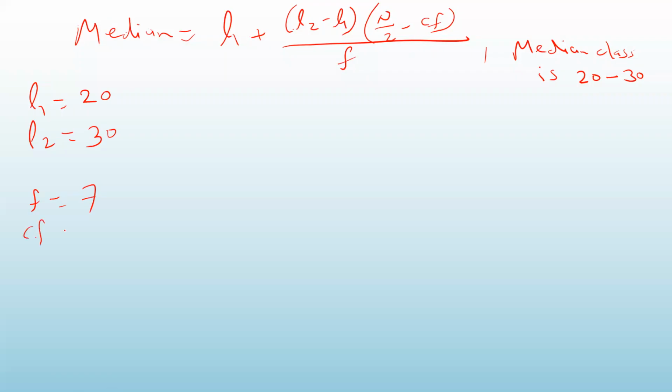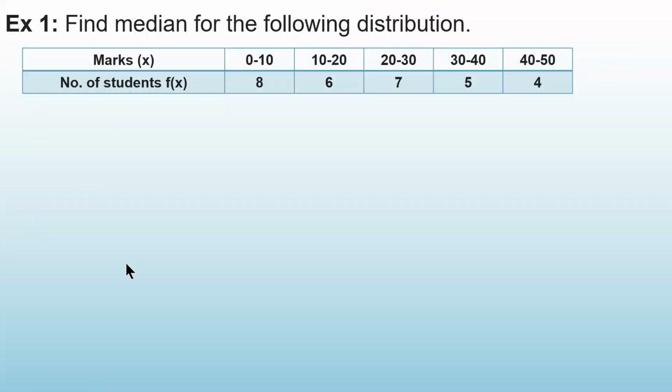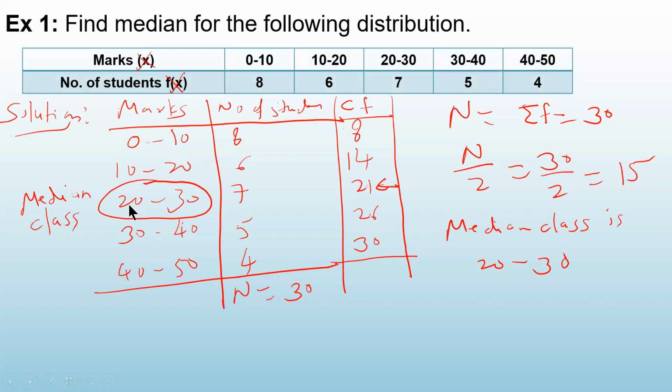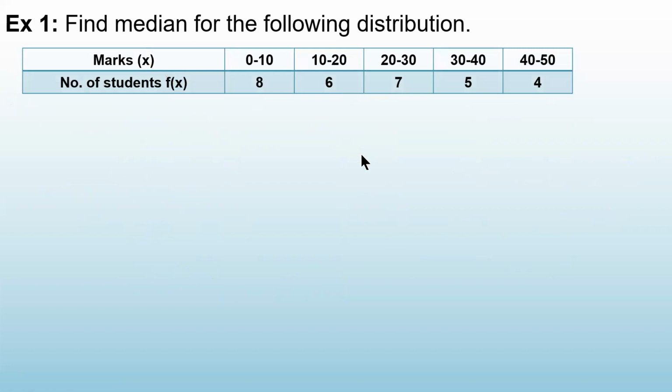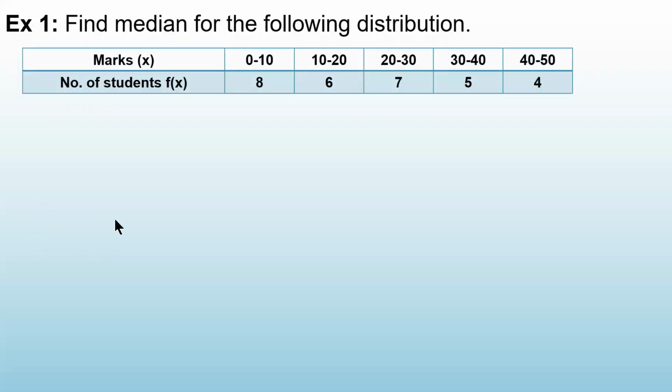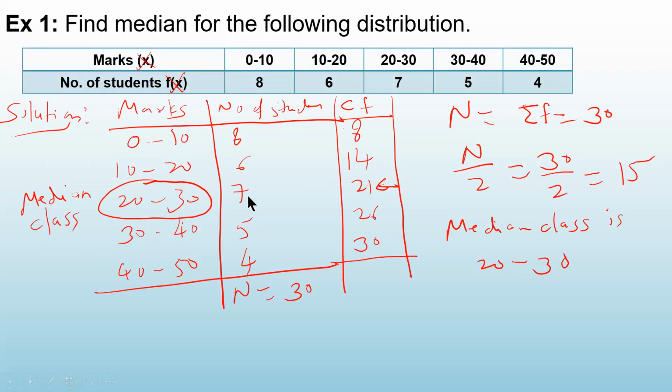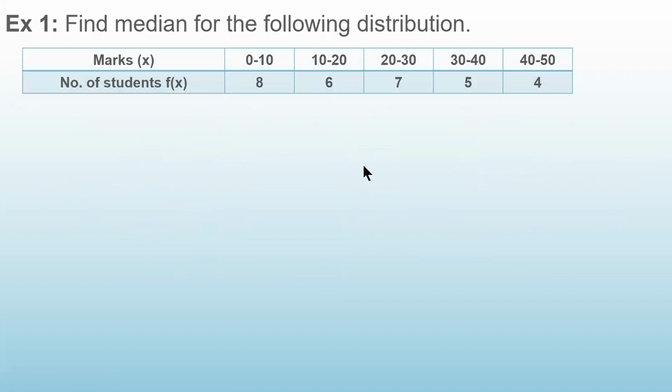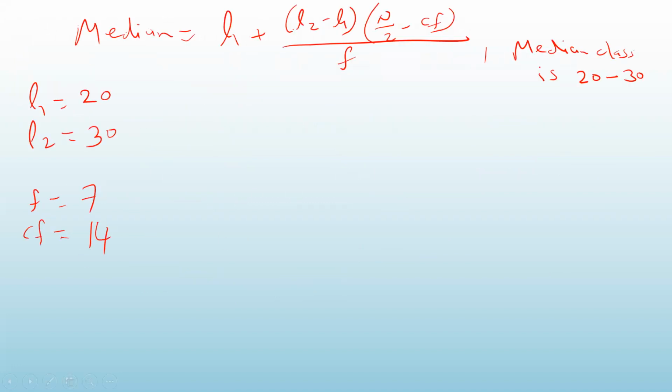And what is CF? CF is cumulative frequency of the class just above this class. इस क्लास का नहीं, इसके ऊपर वाली क्लास का CF 40. तो CF is 40. याद रखो, F का वैल्यू इसी क्लास का रहेगा, लेकिन CF इसके ऊपर वाली क्लास का, यानी 40. So now we know all the values. Put this in the formula.